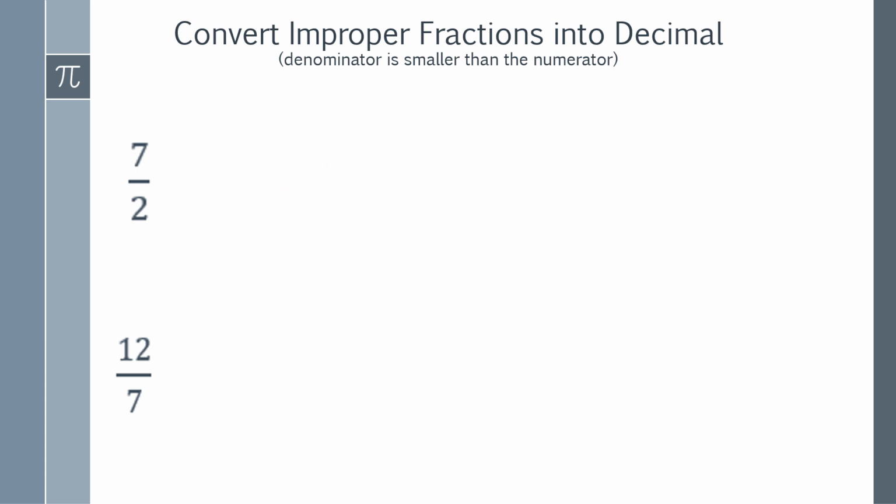All right, so the next example we have is 7 over 2. Again, regardless of which number is larger, which number is smaller, the denominator always goes on the outside, the numerator goes on the inside. And then you just start doing your division.